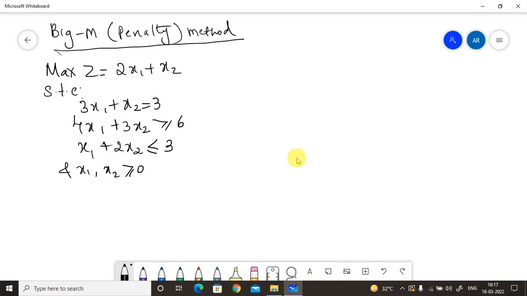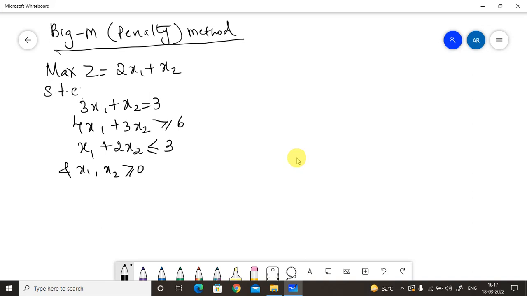In this session we are going to solve the big M method for a given LPP problem. There are certain LPP problems where the slack variable cannot provide solutions. In the last video, all the problems I solved had less than or equal to inequality constraints.